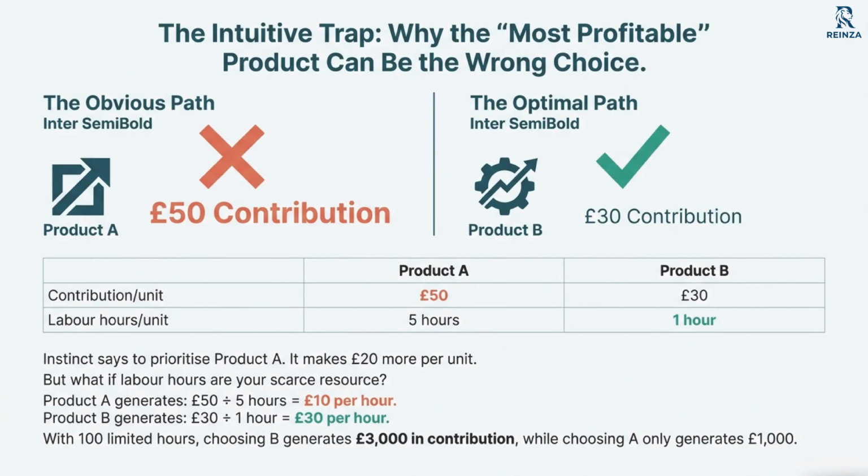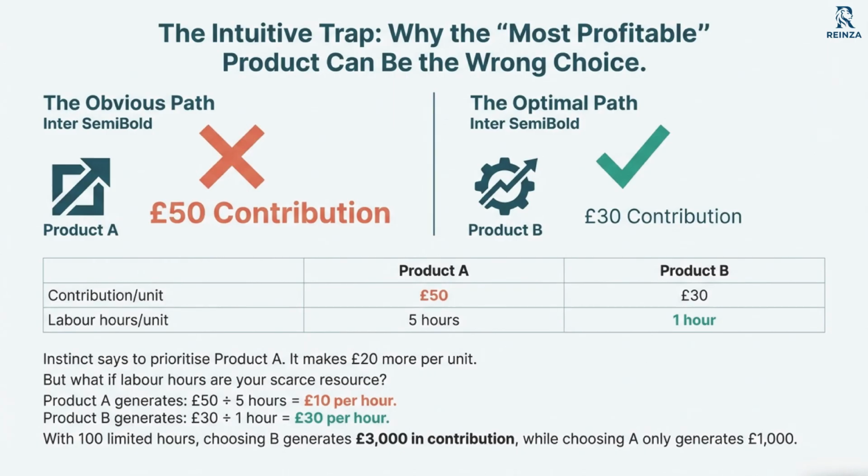Let us do the mathematics. Product A generates £50 divided by 5 hours, which equals £10 per labor hour. Product B generates £30 divided by 1 hour, which equals £30 per labor hour. Product B generates 3 times more contribution from each precious hour of labor.